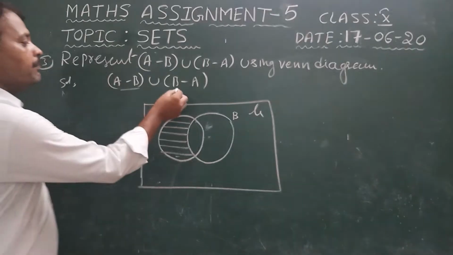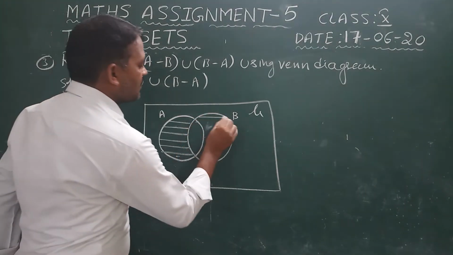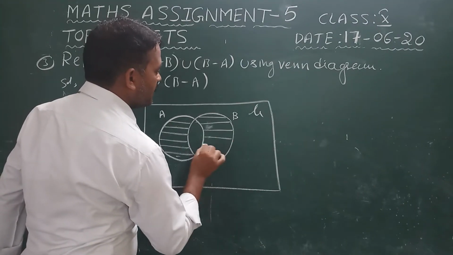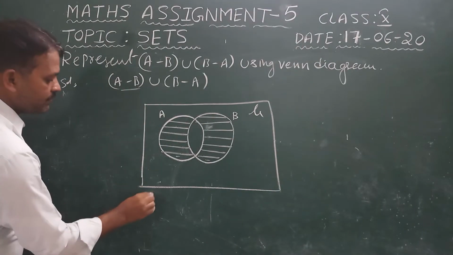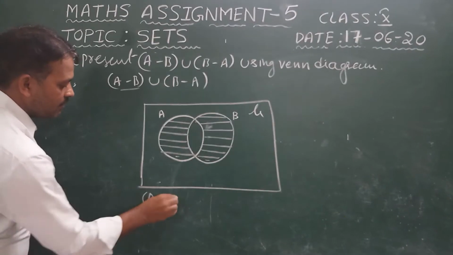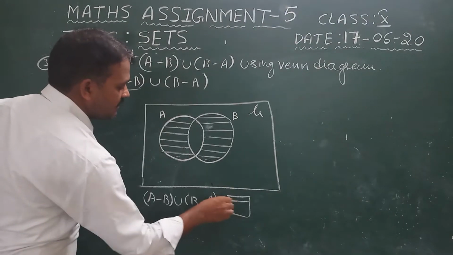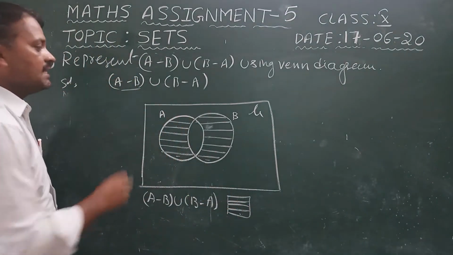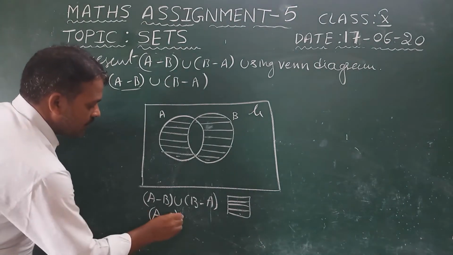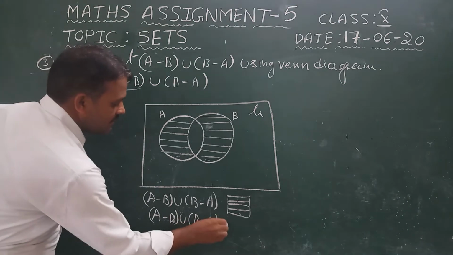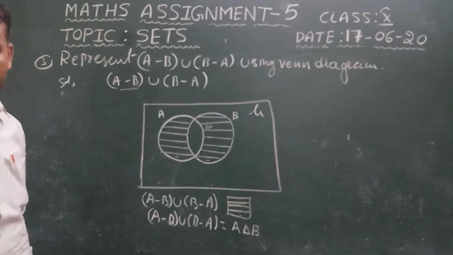Similarly, B minus A means the elements containing only B. Only B is B minus A. So finally, A minus B union B minus A, the shaded part is like this, horizontal. In conclusion, A minus B union B minus A is equal to A delta B. So this is the representation using Venn diagrams.